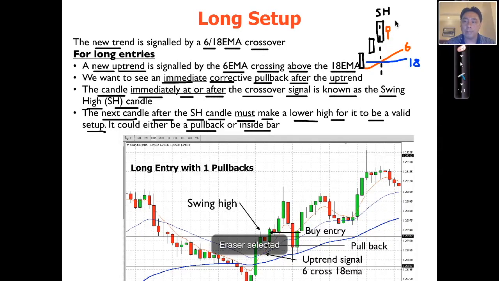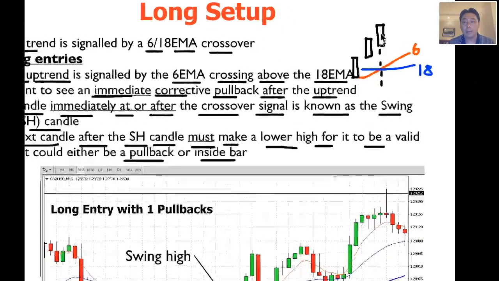Let me just rub this away. Okay, good. So let's imagine in this case, the 6 crosses above the 18, and then we have got this candle over here. Okay, so you may think, hey, that's a swing high candle, right? Because it appears right at the cross, right?